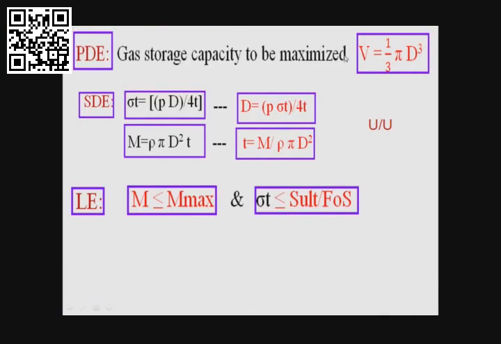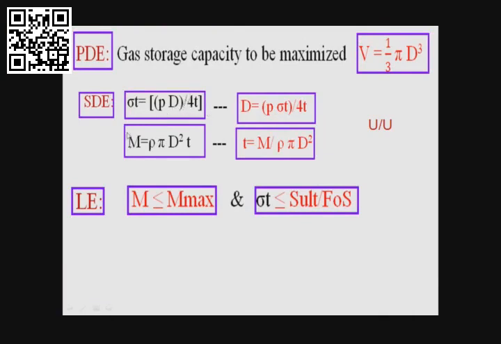So next, the first step is to form the primary design equation. Which parameter do we need to maximize? It's volume. So that becomes the primary design equation. Volume of the sphere is given by 1/3 π D³. Okay, so the subsidiary design equations are stress and mass.